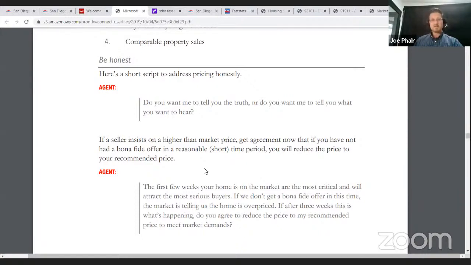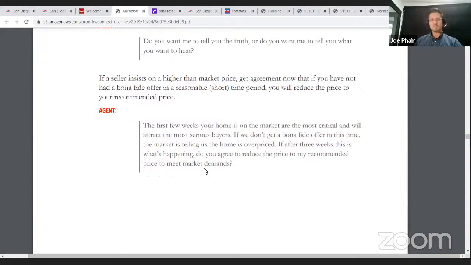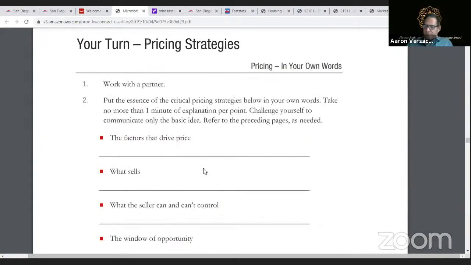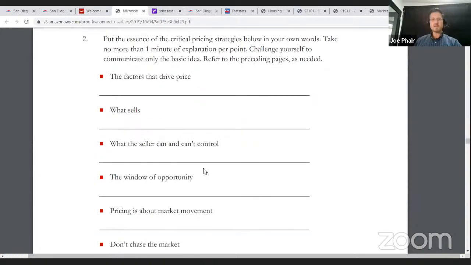So we spoke about this. The first few weeks of your home on market is critical. The factors that drive price and condition. What are you asking for, and what are the upgrades in the property? That's another thing. You guys oftentimes are going to be talking to somebody, and they're going to say, "Well, I want you to come over and let's talk about getting my home on the market."